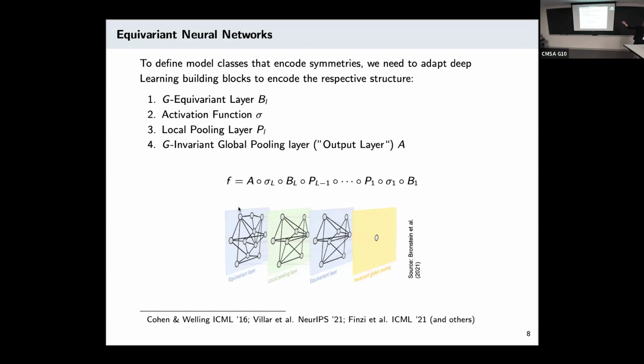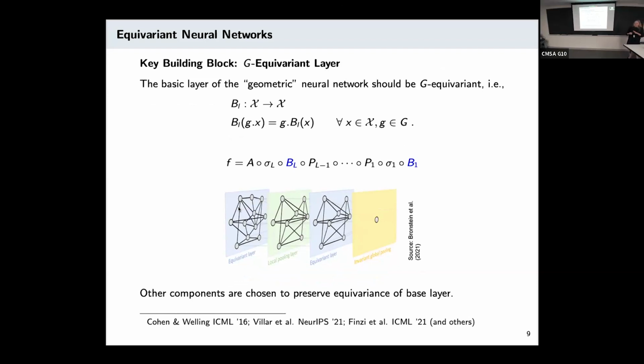And then the other building blocks that we might have, such as activation functions and pooling operators, we also have to adjust in a way that the geometric structure that's encoded in the base layer is preserved throughout. So very generally, without going into specific details, I should say there are many different proposals for how to build such equivariant layers, so how to adjust this base layer to be equivariant, to respect the geometry of the data.